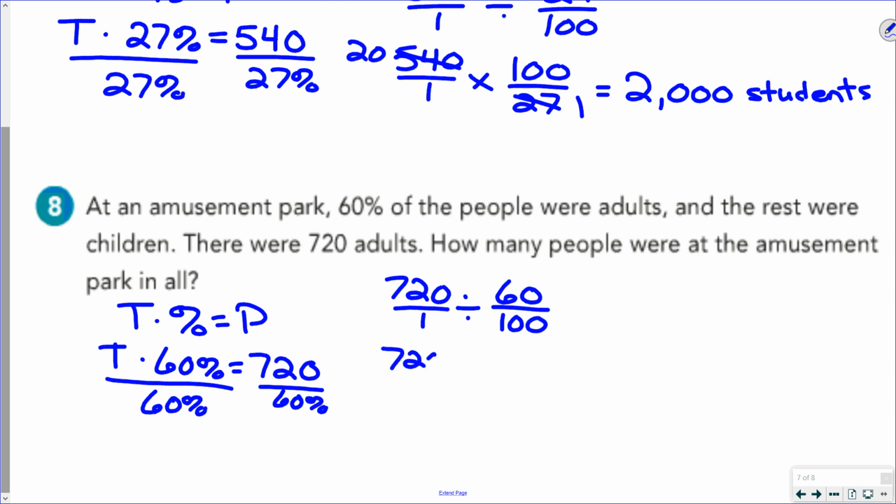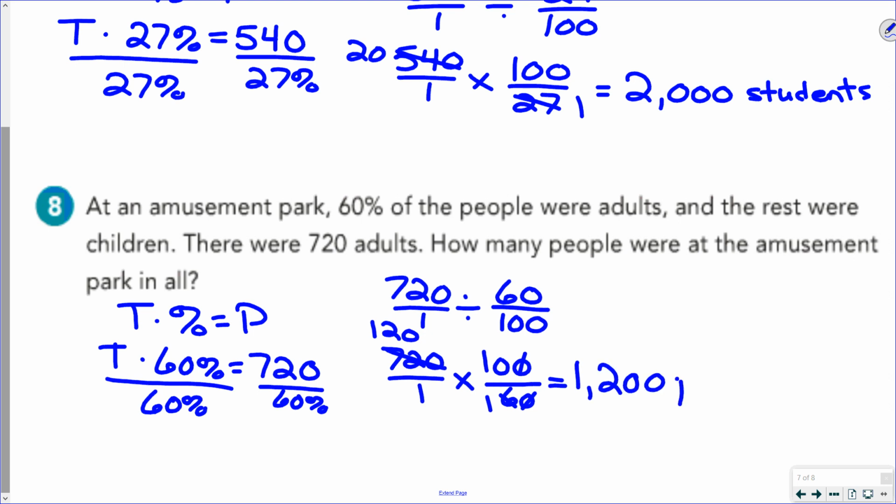Keep, change, flip. We can eliminate zeros. 6 becomes 1. 720 is 120. 120 times 10 is 1,200 people. And if there are 720 adults and that's more than half, would it make sense that there's 1,200 people? Absolutely.